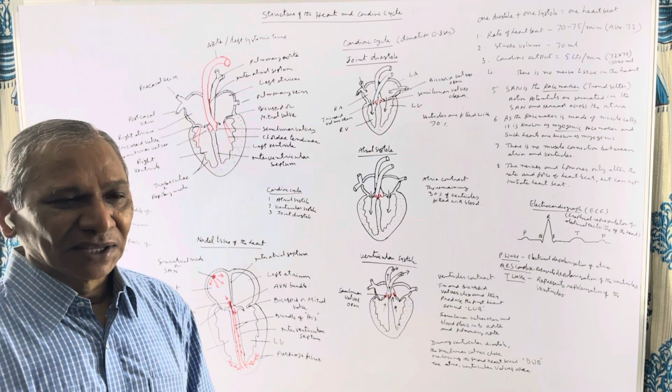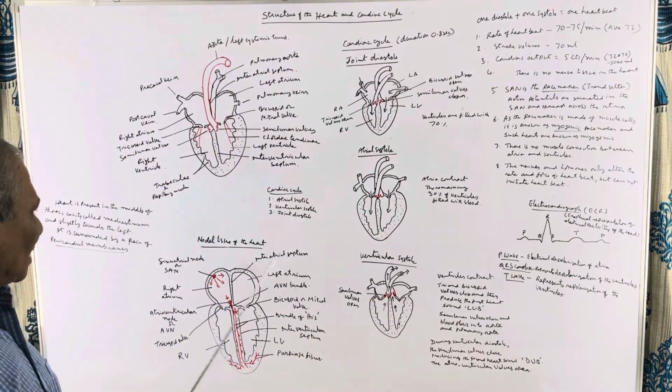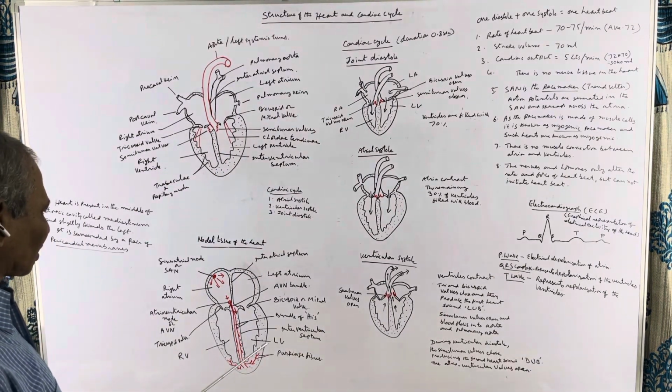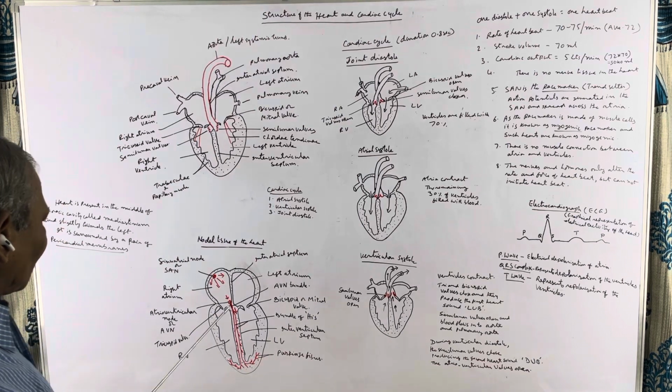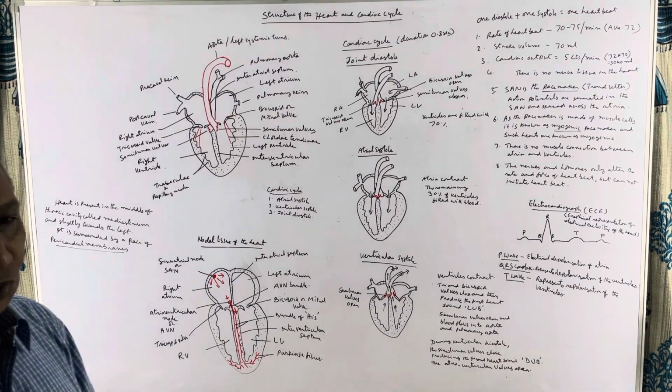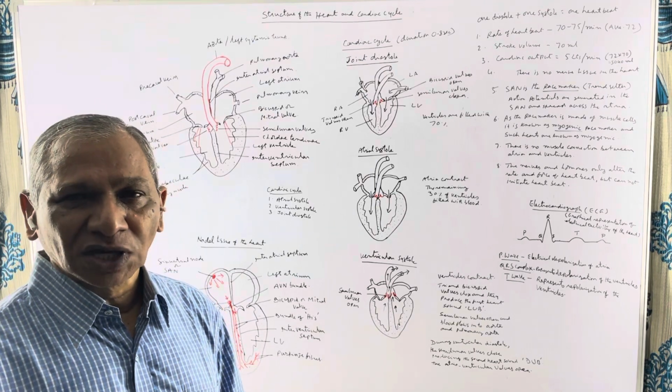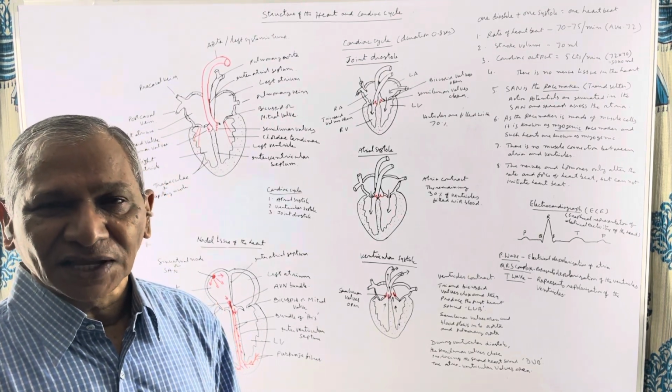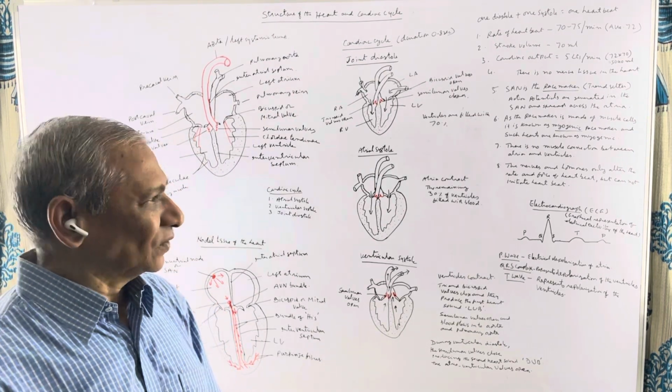In this way, there is a well-developed nodal tissue in the heart of human beings. Remember, there is no direct connection between the atria and ventricles except through the AVN bundle. So AVN bundle is the only direct contact between the atria and ventricles.